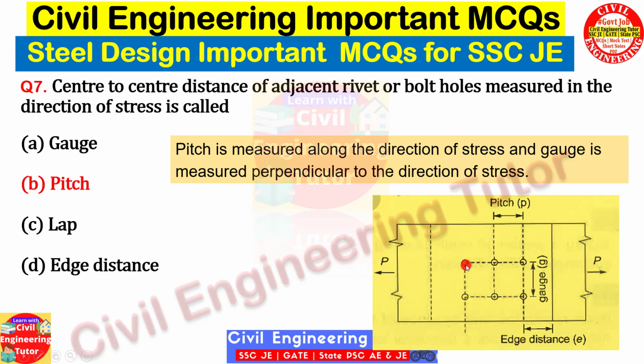So the center to center distance in the direction of stress is known as pitch, and perpendicular to that is known as gauge. Okay, so this is stress and this direction is perpendicular to stress application, so this is known as gauge. But this distance is parallel to the application of stress, so this is called pitch. Okay, so just try to remember this picture and you can easily understand what is pitch and what is gauge. So pitch is in the direction of stress and gauge is perpendicular to the direction of stress.